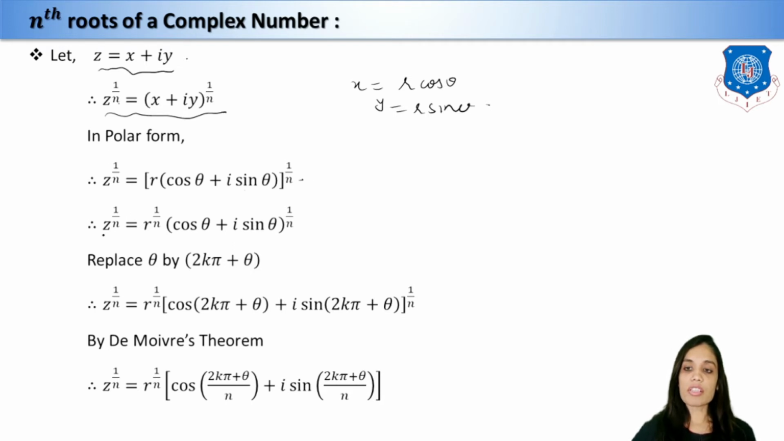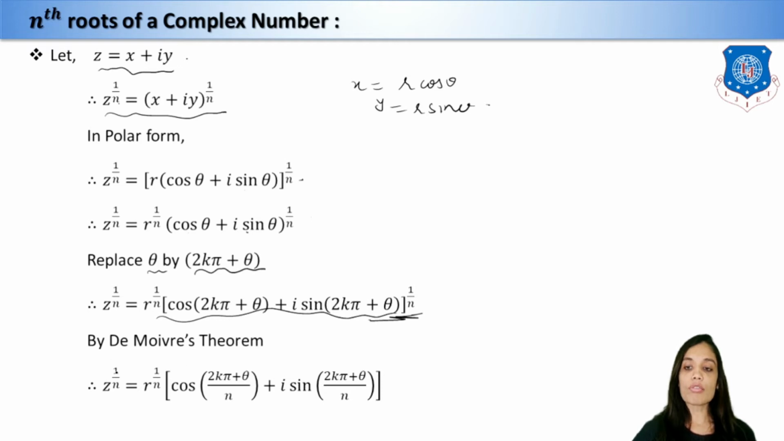Now just modify this: z raised to 1 by n is equal to, taking r outside, r raised to 1 by n times (cos theta plus i sin theta) whole raised to 1 upon n. Now we'll replace theta by 2k pi plus theta. So z raised to 1 upon n will be equal to r raised to 1 upon n into (cos (2k pi plus theta) plus i sin (2k pi plus theta)) whole raised to 1 by n. Now we'll apply Moivre's theorem in this bracket.